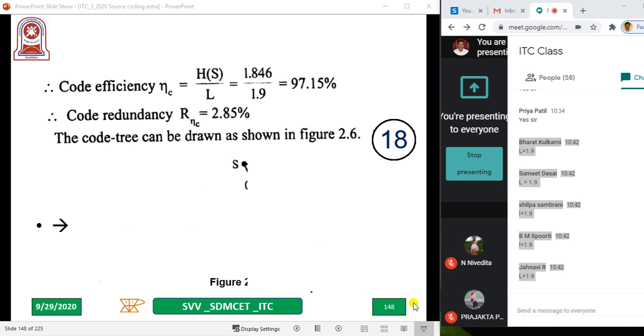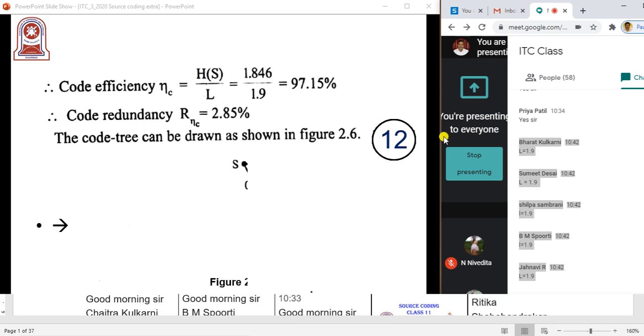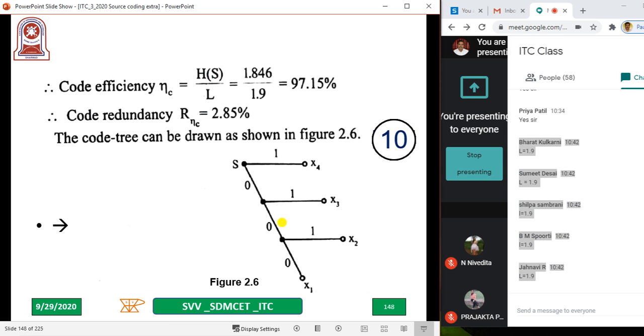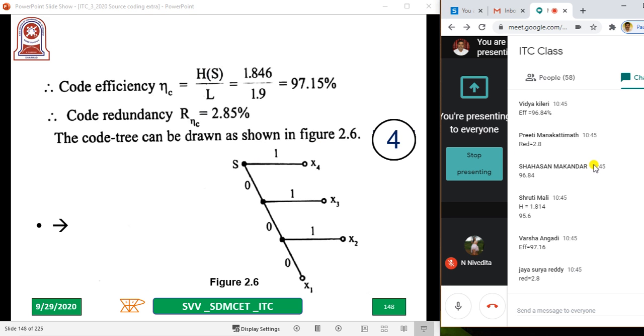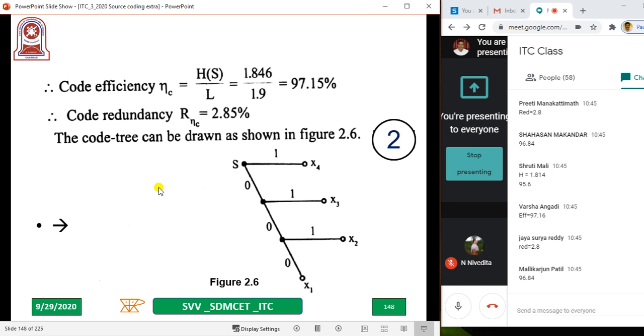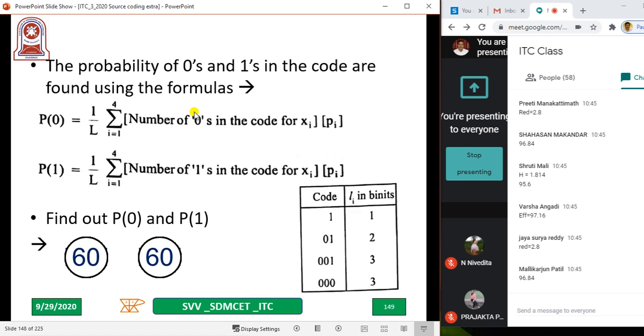Okay, let us go to the next slide. Let me copy. Okay, this is a code word. This is a code tree. Hope all of you have written. The shape may be different, what you have written may be different. No problem, but the code should remain the same. So let us go to the next question.